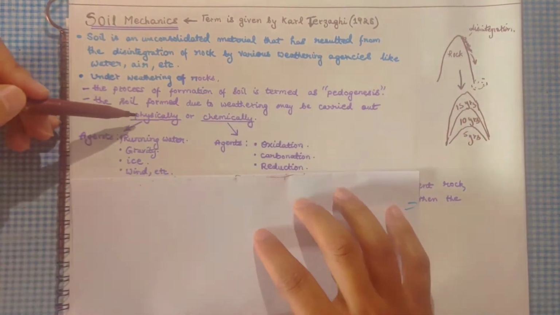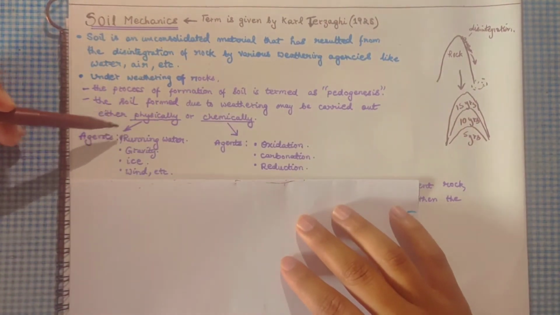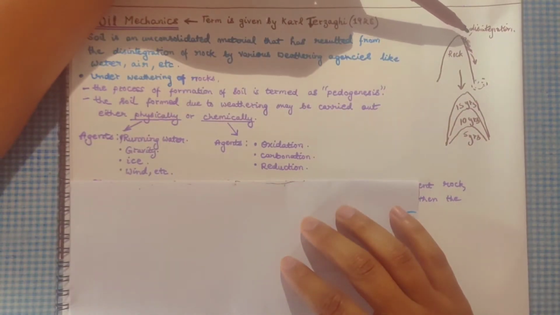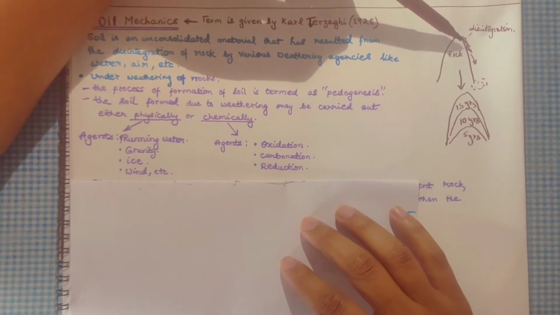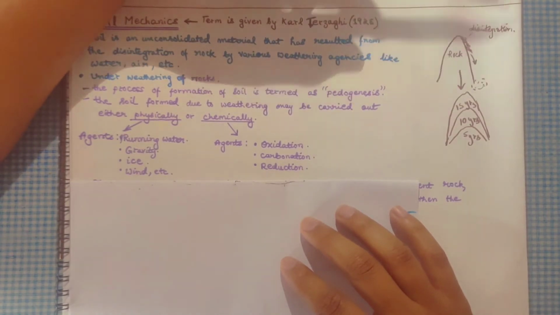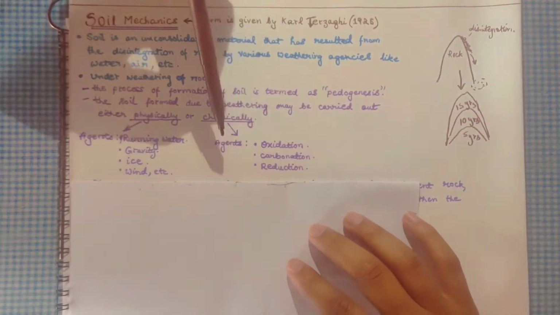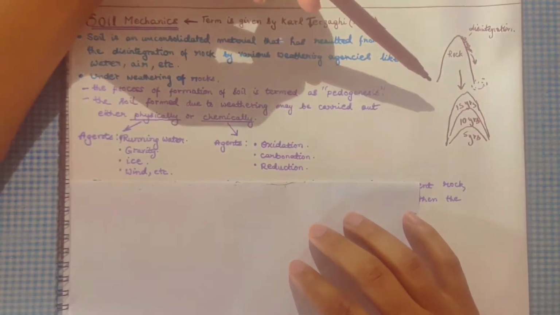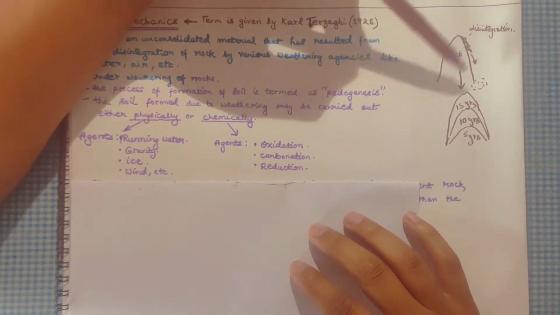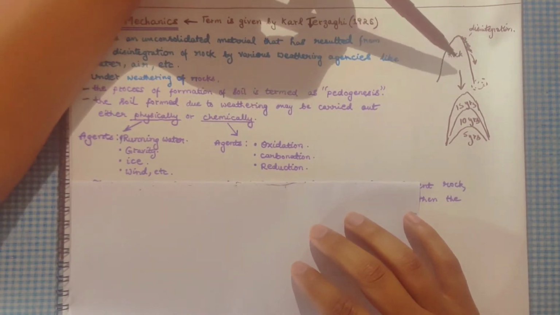The soil formed due to weathering may be carried out either physically or chemically, which refers to the agents. If physically, the agents which cause this disintegration may be running water, gravity, ice, wind, etc. And if chemically, the causes may be oxidation, carbonation or reduction.